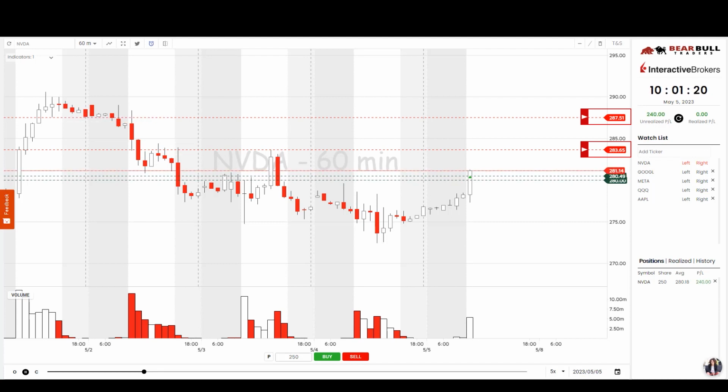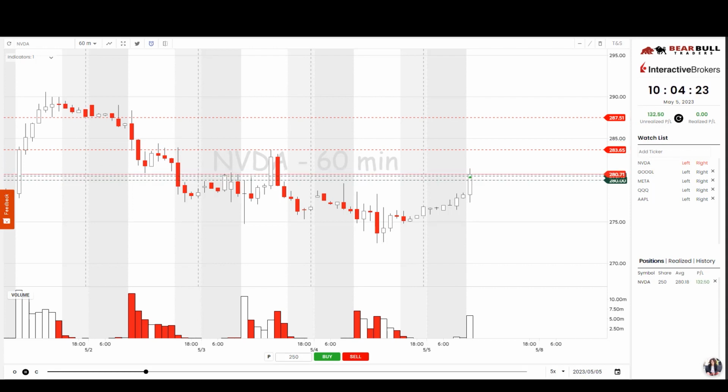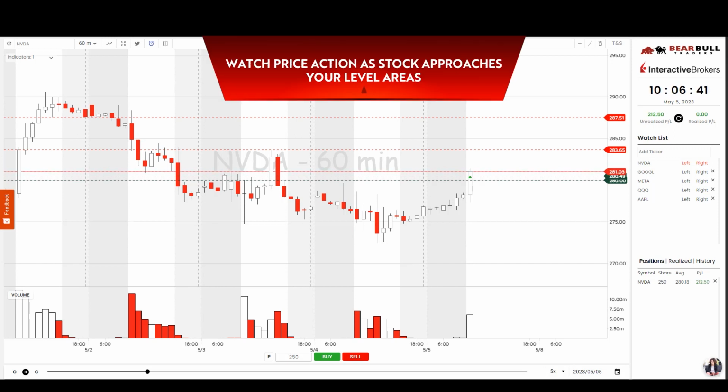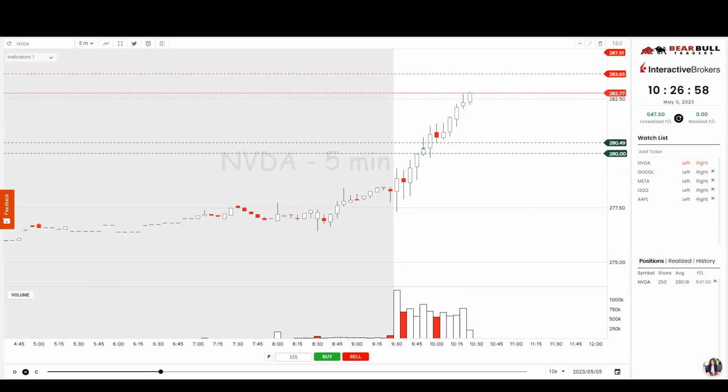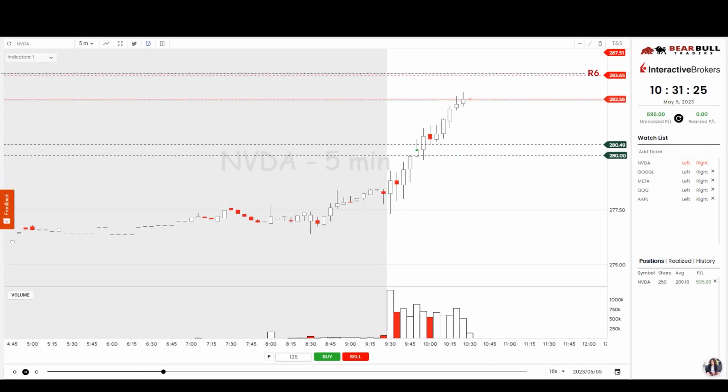Notice how we say areas. When dealing with the higher time frame, it is important to look at target points as areas and see how price responds as it approaches them. The point at which the price reacts may be a few cents below or above the level you have marked, so pay attention to the price action. R6 is also sitting in the 283.60 area.